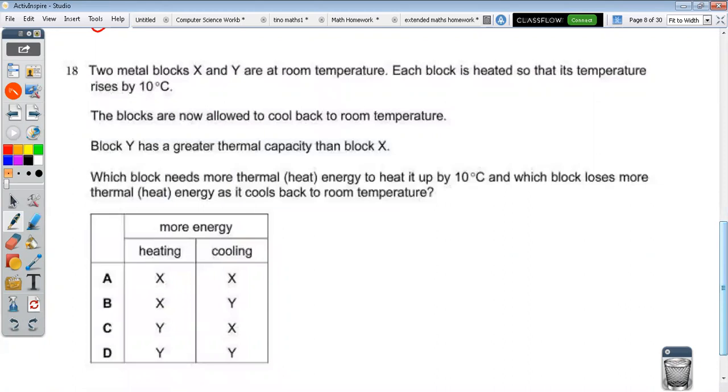Two blocks, X and Y. Two metal blocks, X and Y, are at room temperature. Each block is heated so that the temperature rises by 10 degrees. The blocks are now allowed to cool back to room temperature. Block Y has a greater thermal capacity than block X. Which block needs more thermal heat energy to heat up by 10 degrees? Which block loses more thermal energy as it cools back to room temperature?